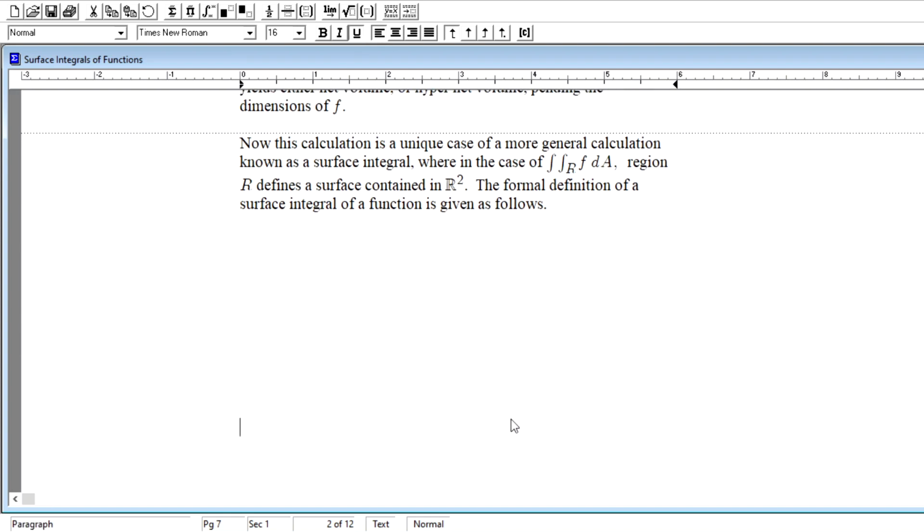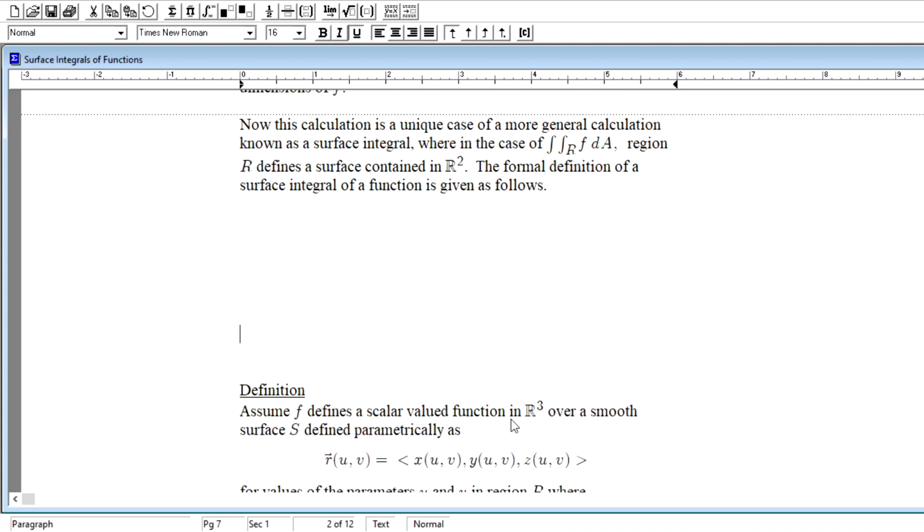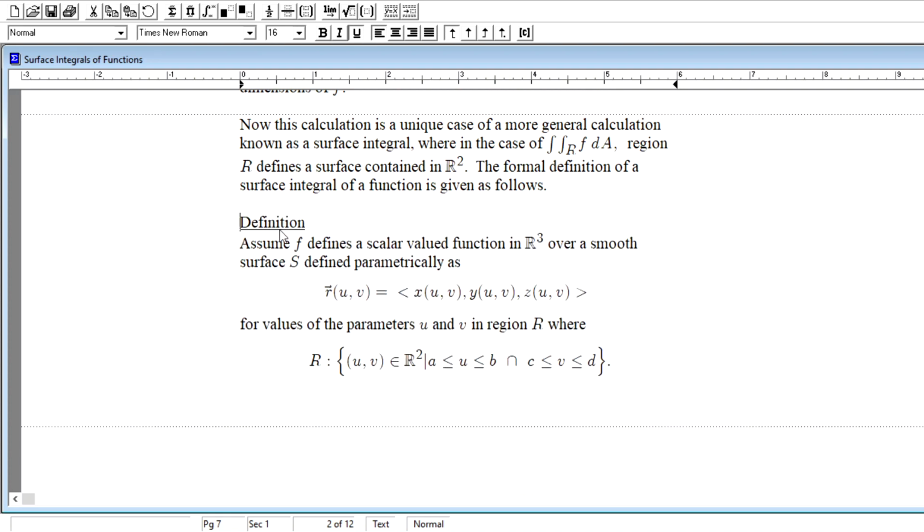All right. The formal definition we see is given as follows. If we assume f defines a scalar valued function in three-dimensional space over a surface S defined parametrically as r bar of u comma v equal to the multivariable vector valued function x of u v, y of u v, z of u v for the components, where the components are multi-parameter functions of parameters u and v that describe a region R in two-dimensional space where u is between a and b and v is between the bounds of c and d.